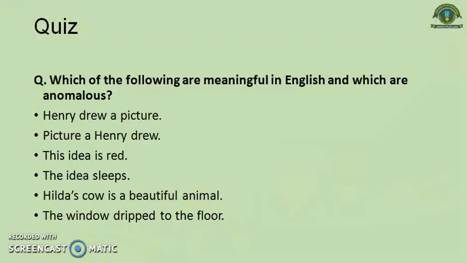The first sentence is, Henry drew a picture. Is it meaningful? Or is an anomalous expression given here? Picture a Henry drew. Is it meaningful? This idea is red. The idea sleeps. Is it meaningful? Hilda's cow is a beautiful animal. And last is, the window dripped to the floor. So find out the anomalous sentences here.